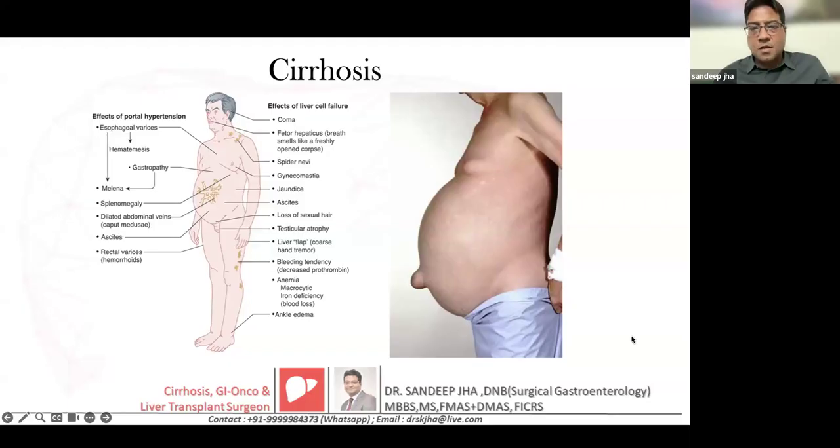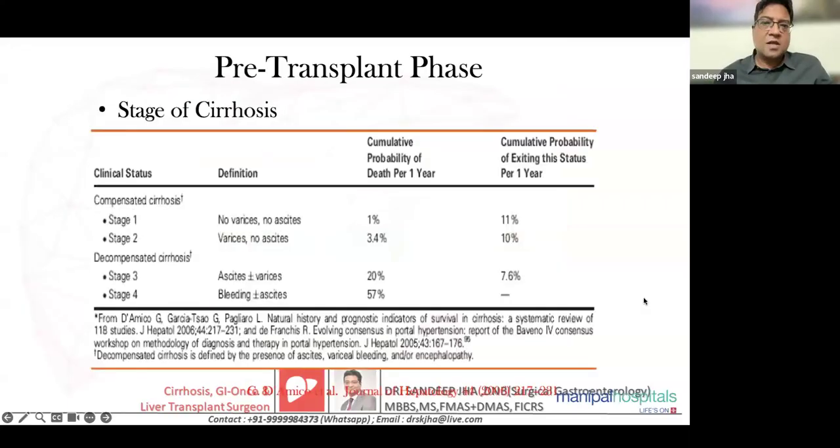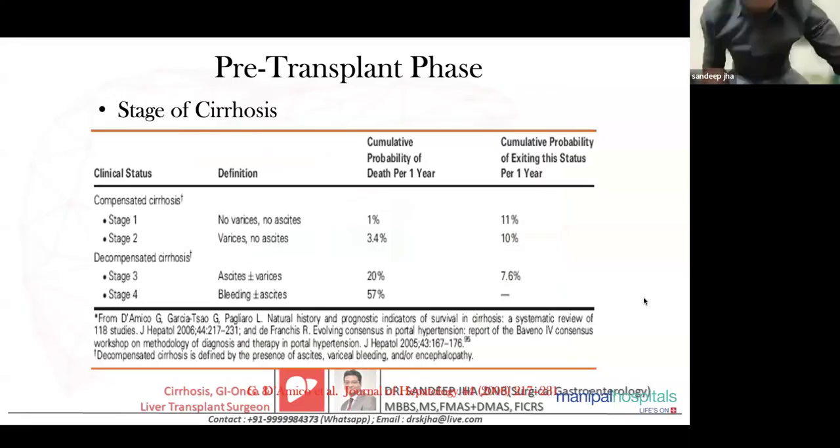Okay. So this is a typical feature of a patient with cirrhosis. Now, the stages that we divide the patient into, and the most common initially presenting symptoms are ascites, water in the tummy, and bleeding. These are the most common presenting symptoms of any patient with cirrhosis.